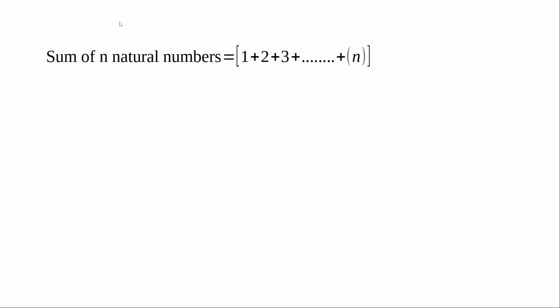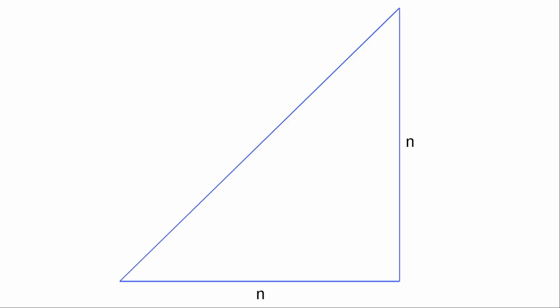So there we are. The sum of natural numbers on the RHS is given as 1 plus 2 plus 3, plus, let's keep summing on to the number n. Now let's go to the next slide. To visually understand the proof, let us take a triangle which has sides n. That is, its base is n and its height is n.